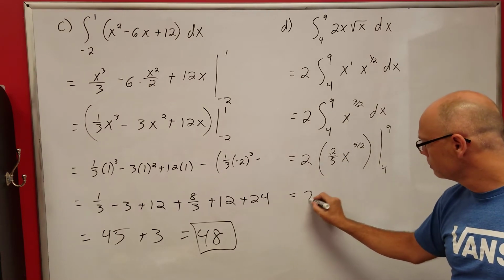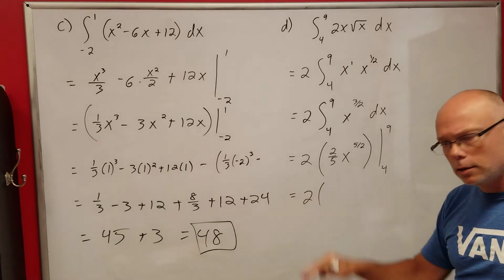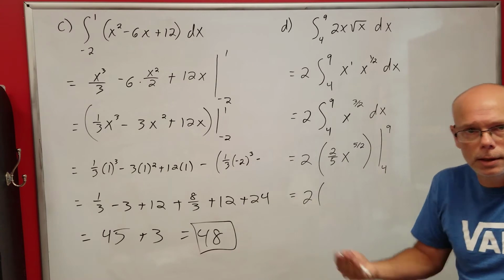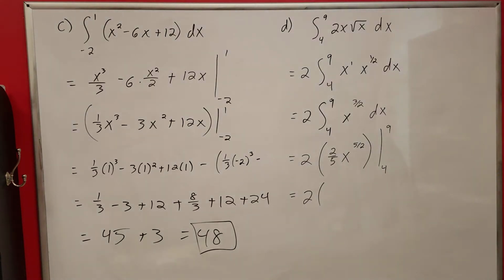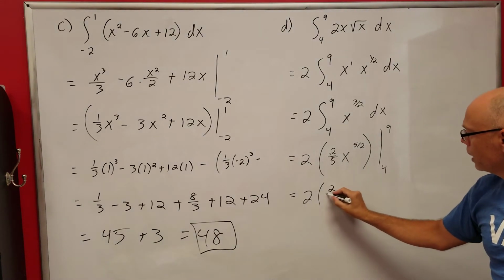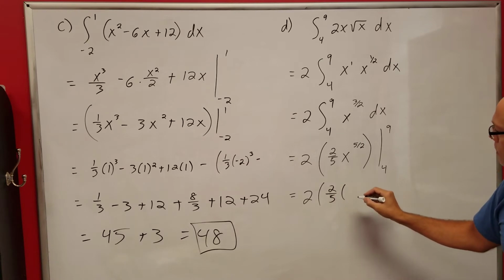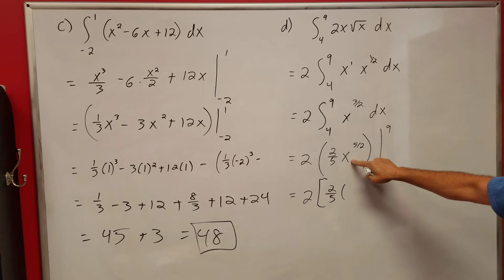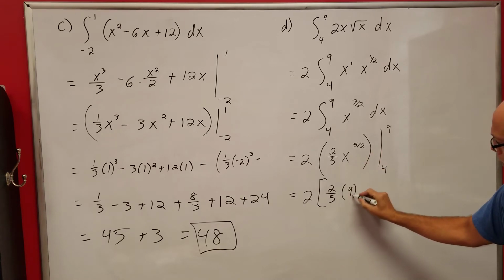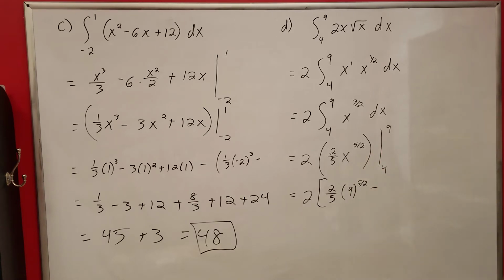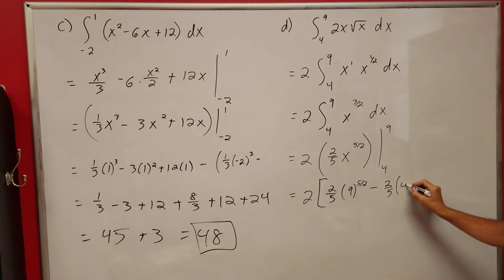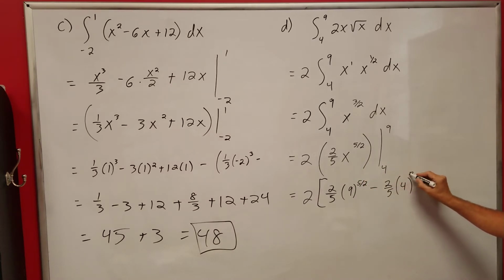It doesn't really matter. What do you prefer, toilet paper going over the top like that, or going over the bottom like that when you put it on the roll? It's personal preference, right? All right, so we have 2/5 times, let's go ahead and write a bracket there. 2/5 times 9 to the 5/2 minus 2/5 times 4 to the 5/2.